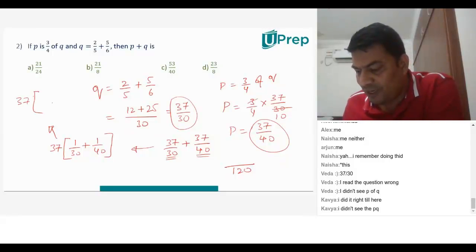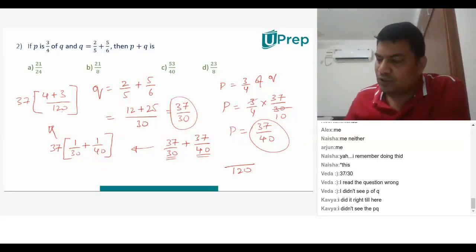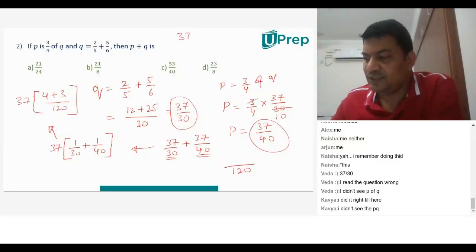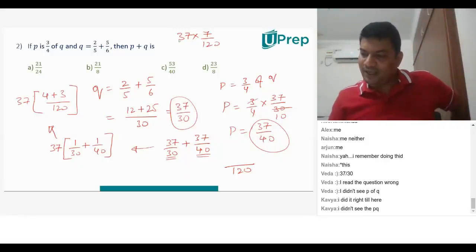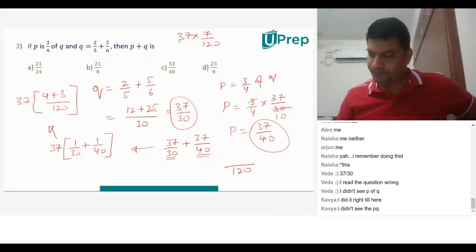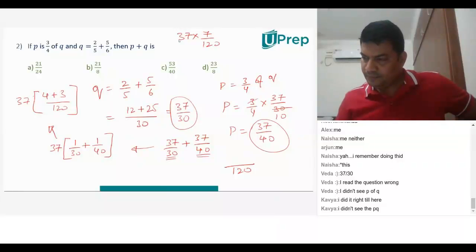Now 1 by 30 plus 1 by 40, basically it's 120. 3 4s are 4, 4 ones are 4, plus 4 3s are, 3 ones are 3. So 4 plus 3 by 120. So your answer will be 37 times 7 by 120. So 37 into 7 by 120. Is there any common factor there? The actual answer for 37 into 7 is 259. So 259 by 120. Well, that option is not there.